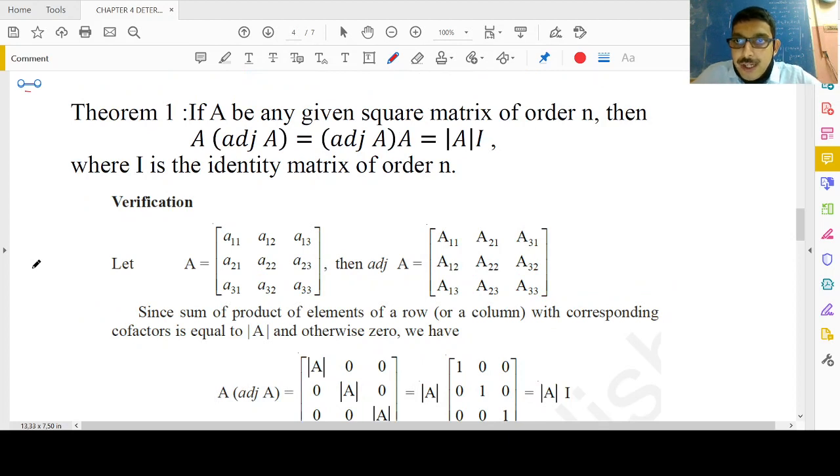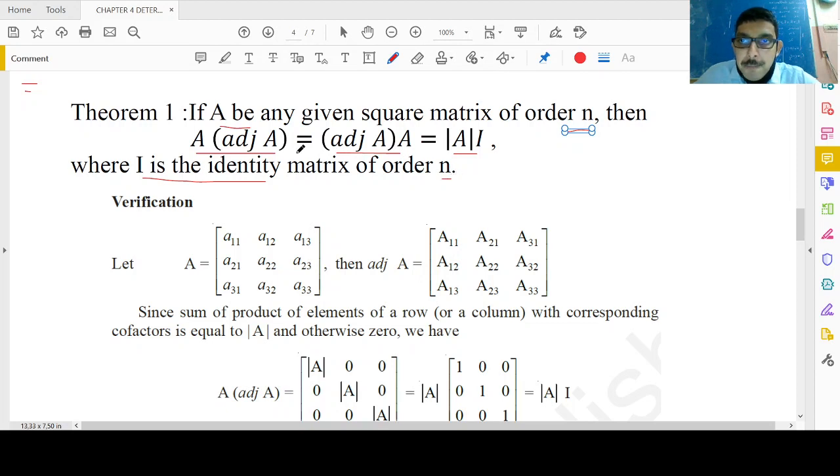Now we'll go to a theorem regarding the adjoint of a matrix. Let A be any given square matrix of order n. Then A times adjoint of A, that is the product of the matrix and its adjoint, A into adj A, equals adj A into A, which is equal to determinant of A into I, where I is the identity matrix of order n.